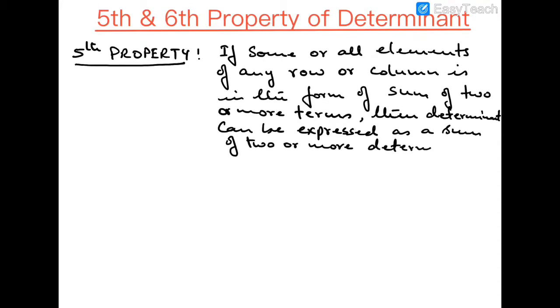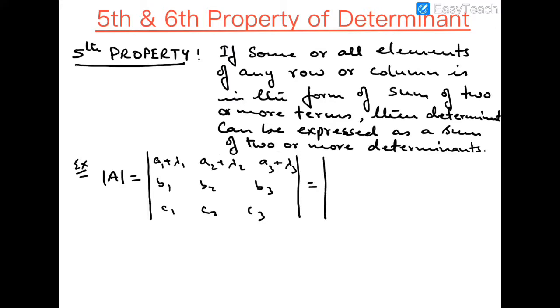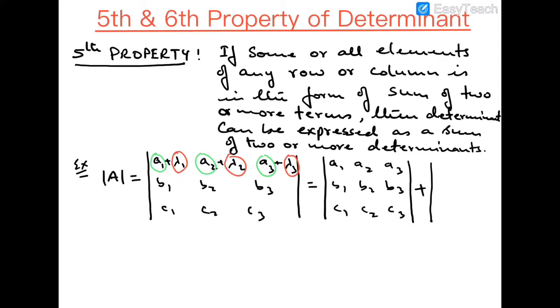So let's understand this with an example, and let's take a determinant A equal to A1 plus lambda 1, A2 plus lambda 2, A3 plus lambda 3 as the first row, and then B1, B2, B3, C1, C2, C3 as the second and third rows. So each element of the first row is a sum of 2 terms. Now take A1, A2, A3 as the first row of a determinant, and the second and third rows will remain the same, that is B1, B2, B3 and C1, C2, C3. Now plus sign, and then take lambda 1, lambda 2, lambda 3 as the first row of the second determinant, and the second and third rows will remain the same, that is B1, B2, B3 and C1, C2, C3.